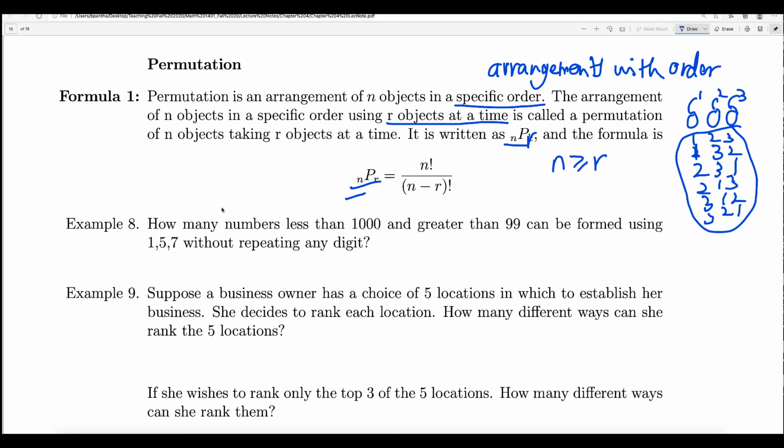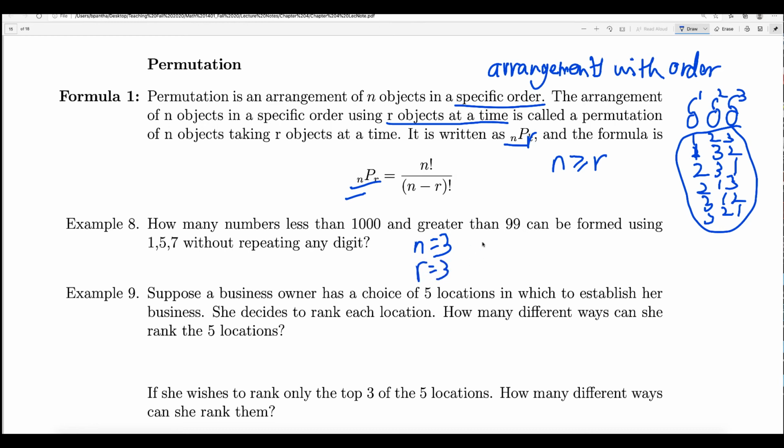Let us do some examples. How many numbers less than 1000 and greater than 99 can be formed using 1, 5 and 7 without repeating any digits? You can do this problem by the counting principle or using the permutation. There are 3 numbers you can use, and all the numbers between 99 and 1000 have 3 digits, so r is also 3.